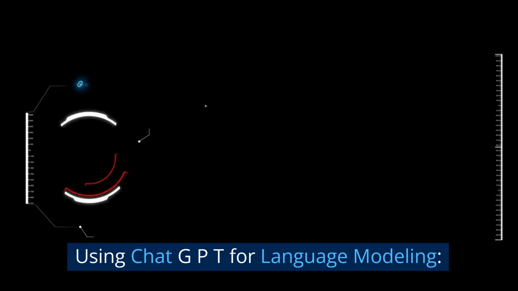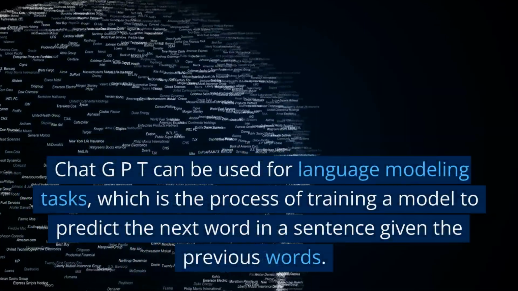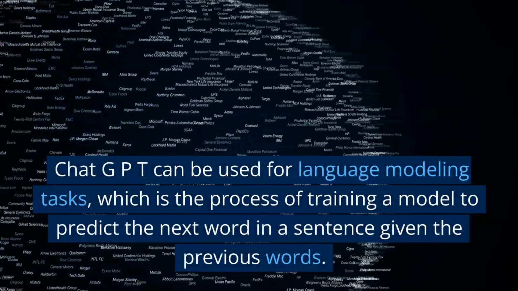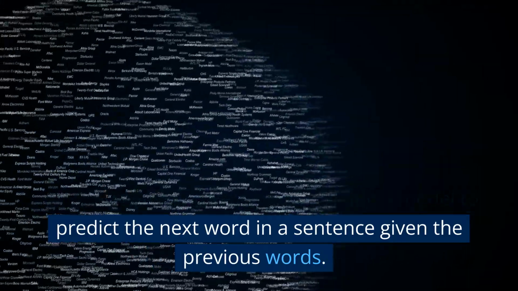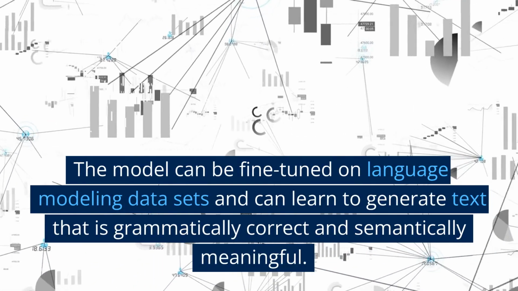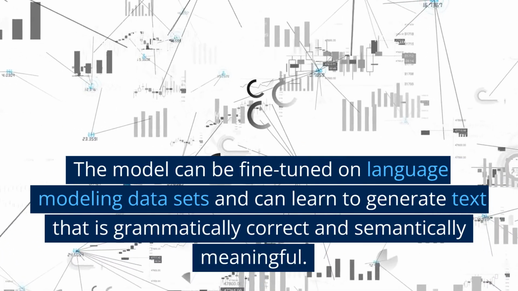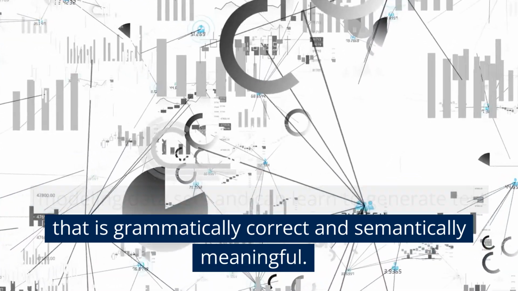Using ChatGPT for language modeling. ChatGPT can be used for language modeling tasks, which is the process of training a model to predict the next word in a sentence given the previous words. The model can be fine-tuned on language modeling datasets and can learn to generate text that is grammatically correct and semantically meaningful.